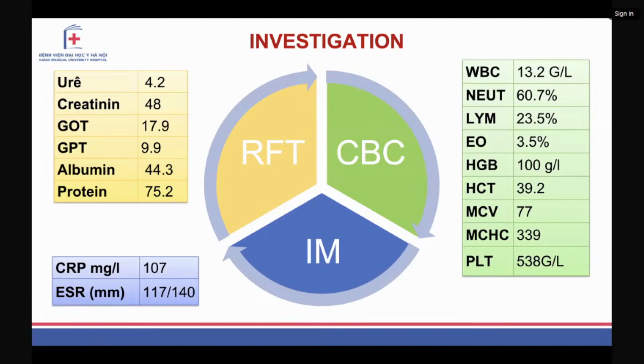And the next slide is some investigations. You can see the inflammatory markers are highly elevated. CRP is very high and ESR is markedly elevated. So this finding strongly suggests an ongoing inflammatory process consistent with systemic vasculitis.